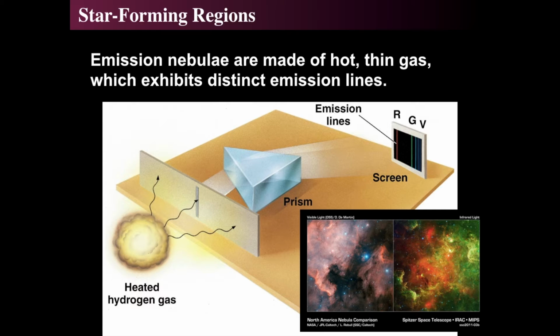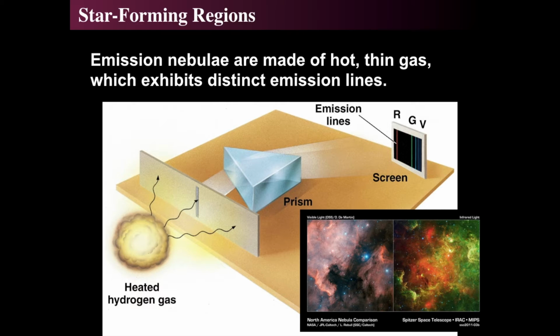All right, again, we can go back to Kirchhoff's laws that we saw way back early in the course. Kirchhoff's laws say if you have a hot diffuse gas, and then you pass that light through a prism, you see emission lines. And that's what we see as emission nebulae. An emission nebula we might see in the insert that we have here.